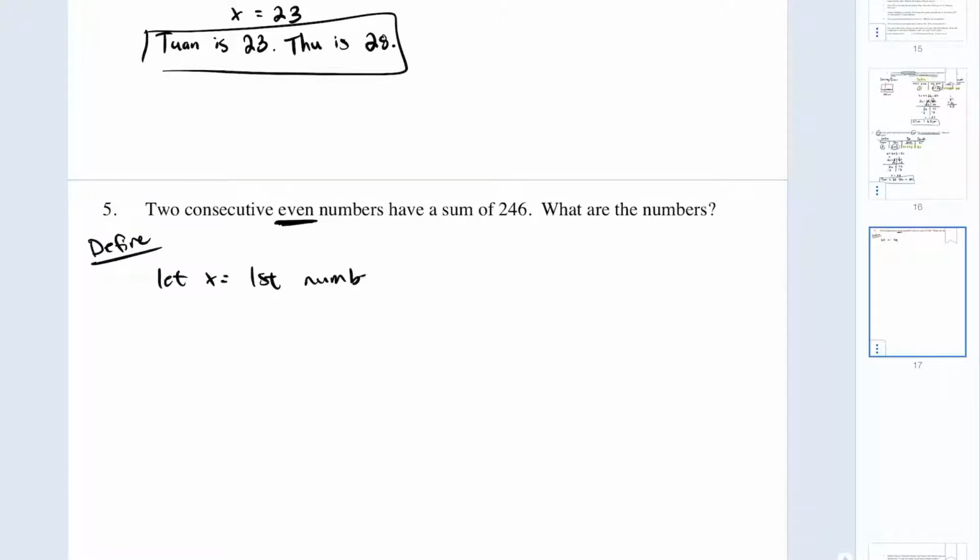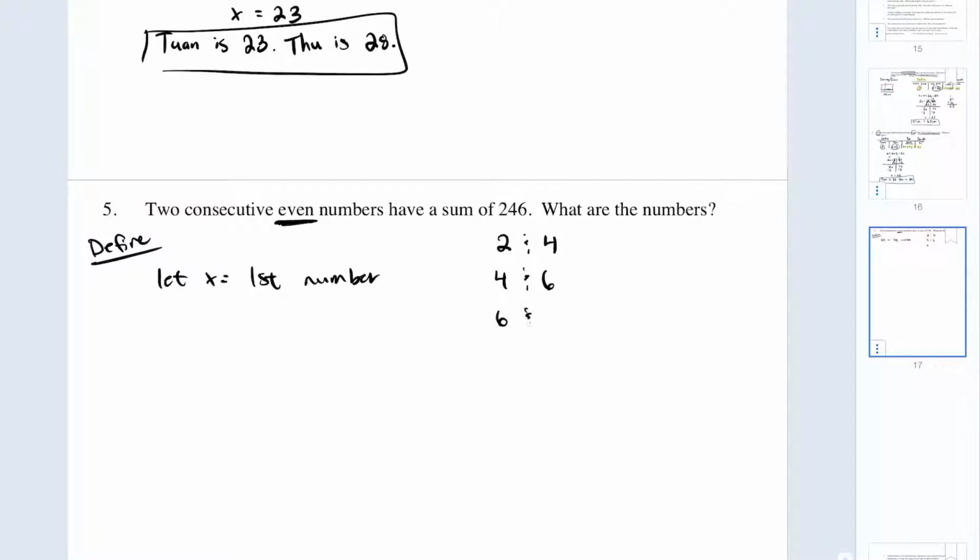Okay, I'm going to list some examples. So my first number would be 2. The next consecutive even number would be 4. Okay, if my first number was 4, the next consecutive even number would be 6. Right? And then let's do one more.